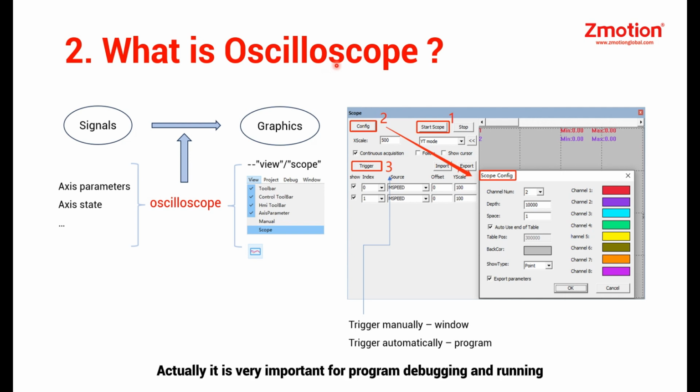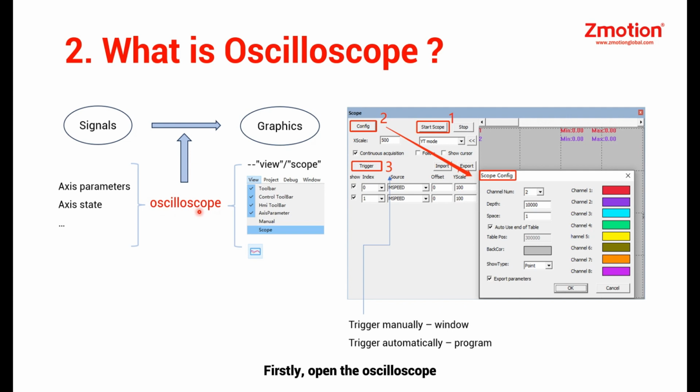Then let's see what the oscilloscope is. Actually, it is very important for program debugging and running. It makes signals into graphics. That is, it shows data controlled by controllers inside as graphic forms. These data can be access parameters, access state, and so on, which means we need to set the data to be captured.